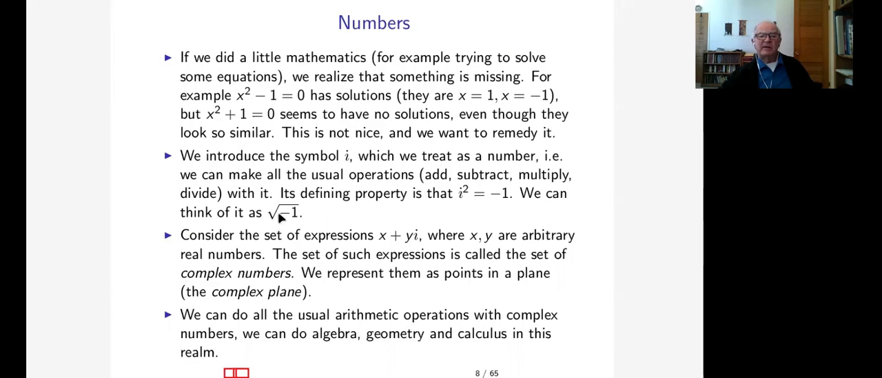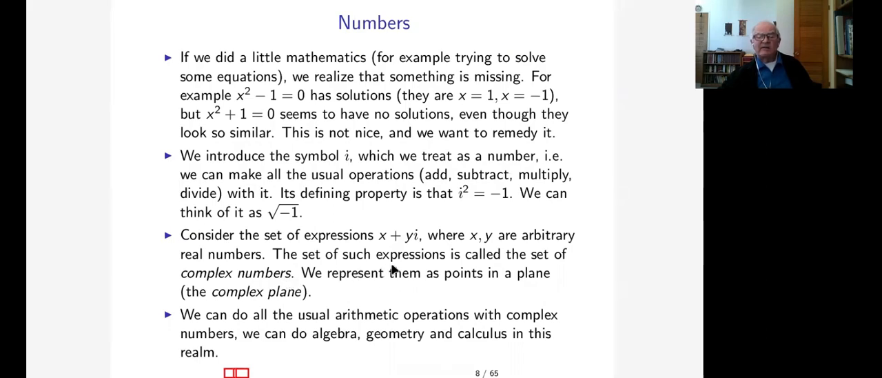And to fix this, to balance this situation, we introduce a symbol called i. We think of it as square root of minus 1, but it's just a symbol, and its defining property is that i squared is minus 1. And now we consider all the expressions of this type, x plus y i, and these are what we call the complex numbers.